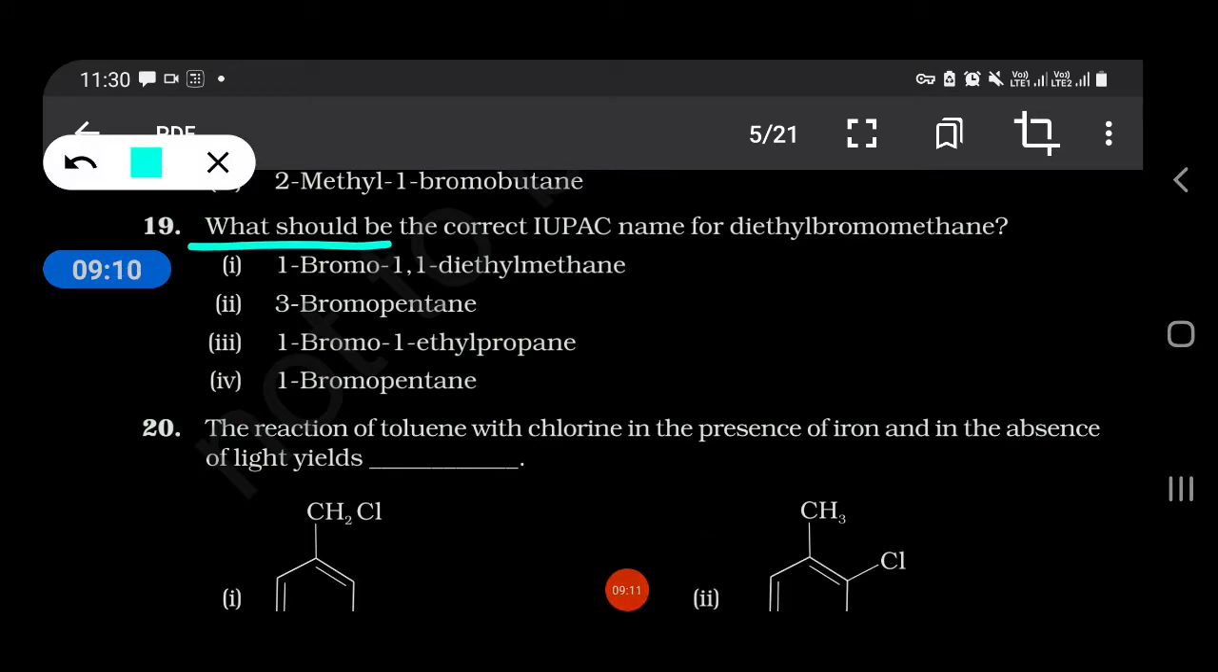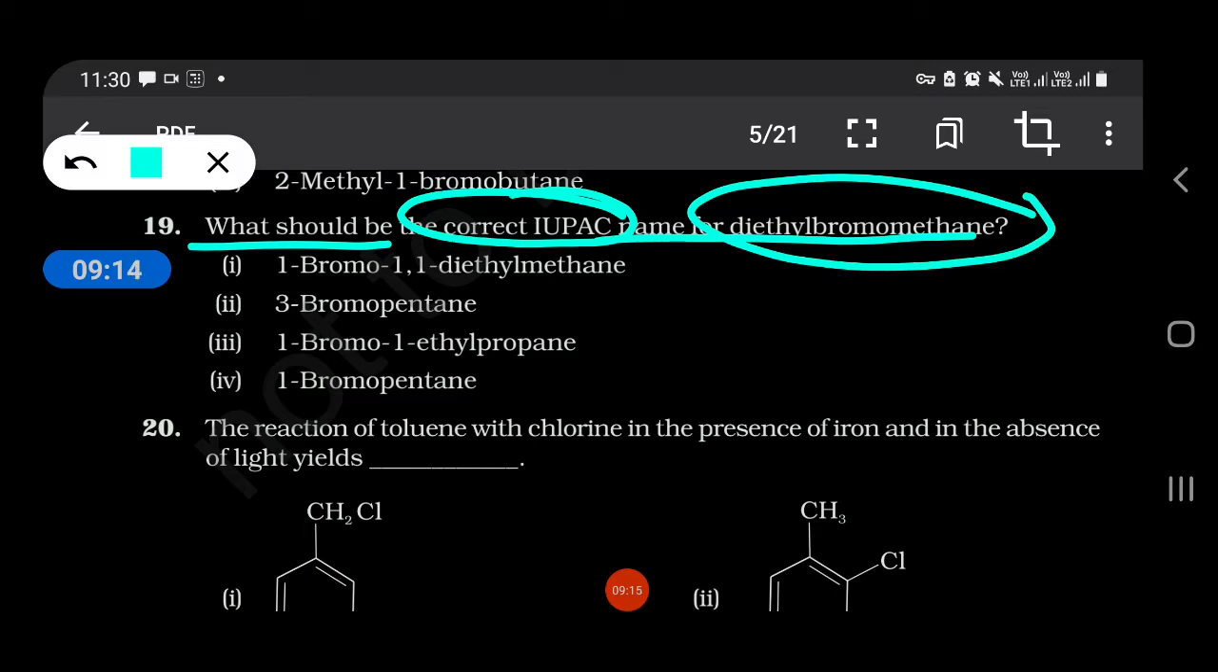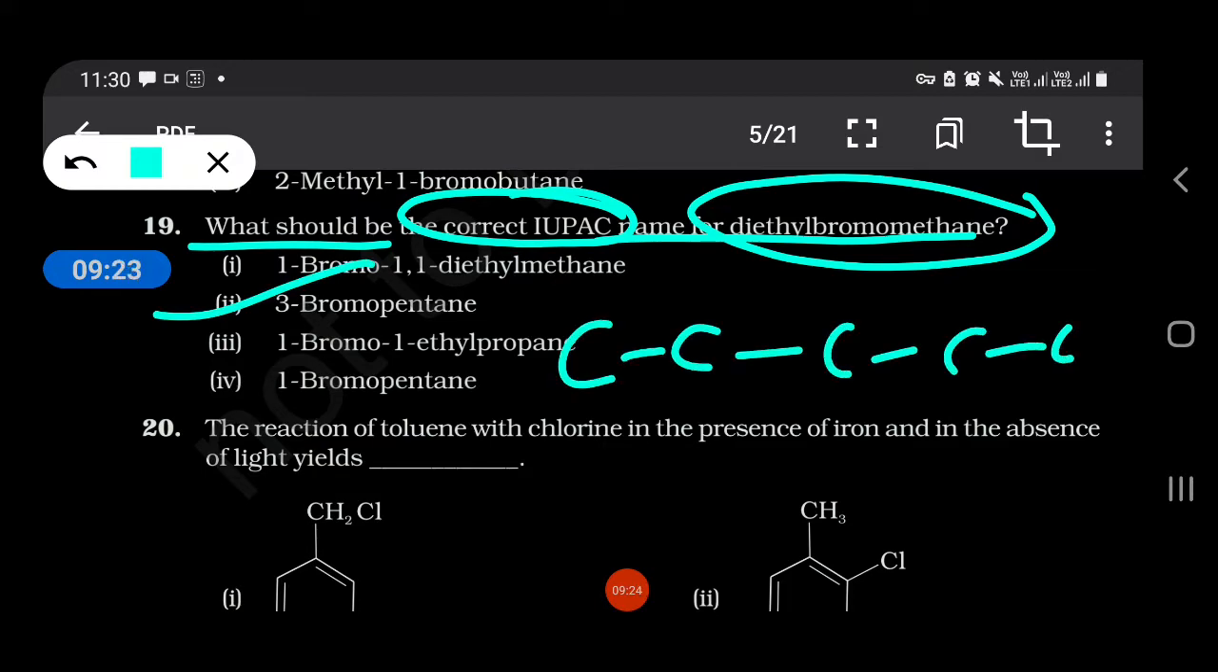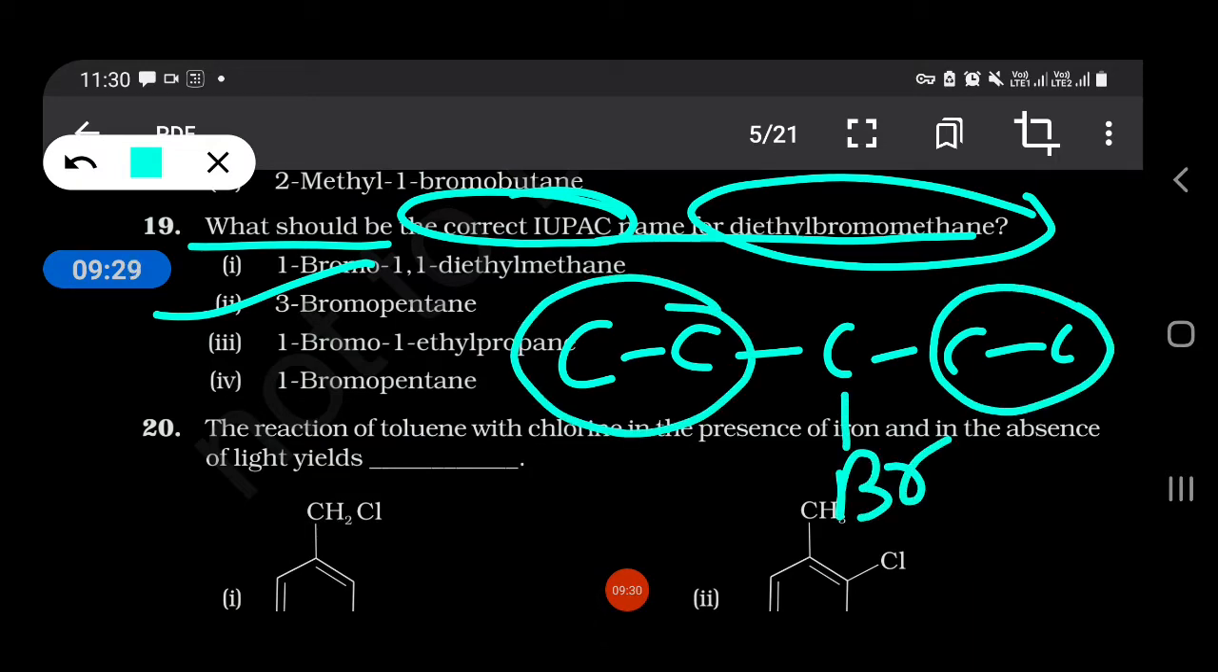What should be the correct IUPAC name for the diethyl bromomethane? Okay, so our answer is this one, 3-bromopentane. 1, 2, 3, 4 and 5. So it is 3-bromo, diethyl, because this is ethyl and bromomethane.